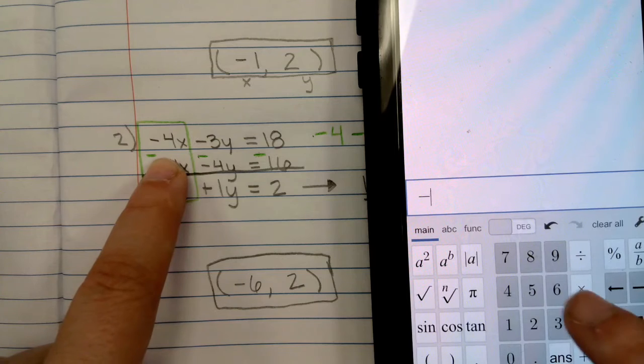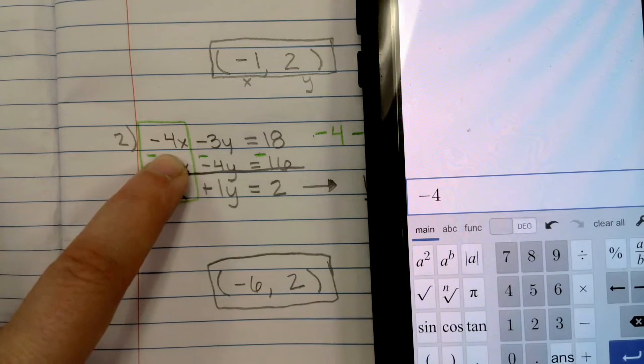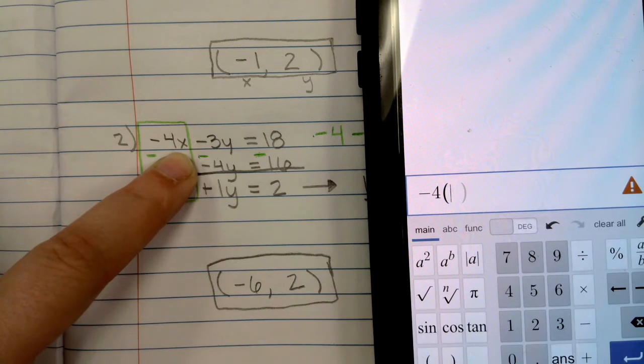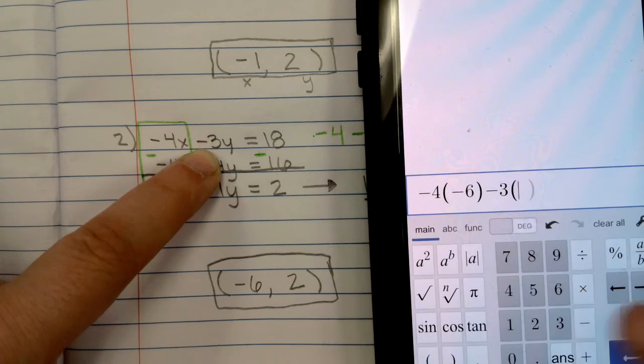Okay, let's check it with the other one. -4 times, what's our x? -6 minus 4 times our y? 2. Does it equal 16? Yep. So it worked for both equations.